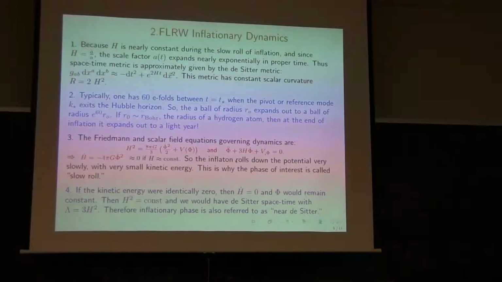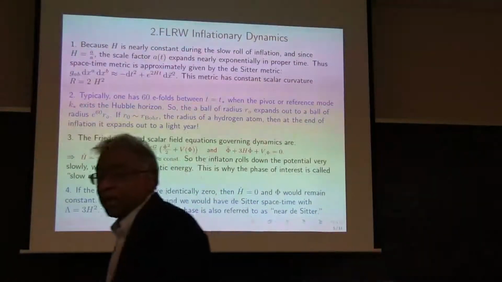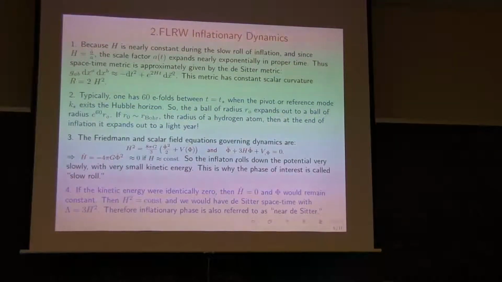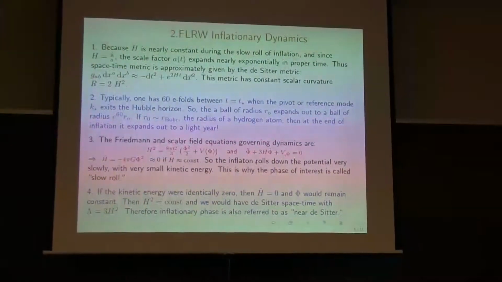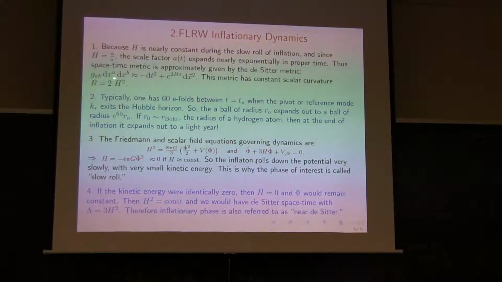Now, the inflationary dynamics. I'm talking about the background. We already discussed it once, so I'll be a little bit quicker here. Because the Hubble parameter is nearly constant during this slow roll inflation, the scale factor expands exponentially, as I explained over here. And thus the space-time metric is approximately given by minus dt squared plus e to the 2 H naught t, times dx squared. I call that H naught here, just to emphasize that it is a constant.